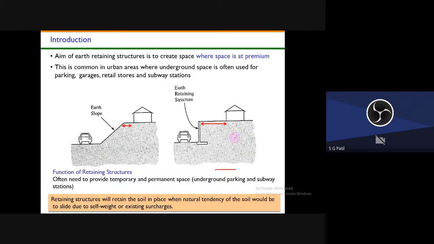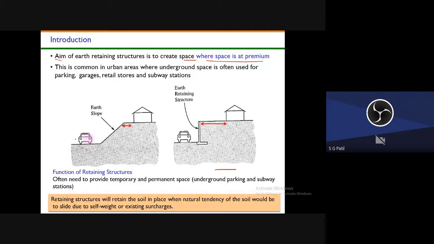Okay, so what is a retaining wall? What is the main aim of this retaining wall? The aim of an earth retaining wall or earth retaining structure is to create a space where space is at a premium. That means, in almost all urban settings, the space is very costly. Whatever space is there will be very costly, so you have to effectively use that space.